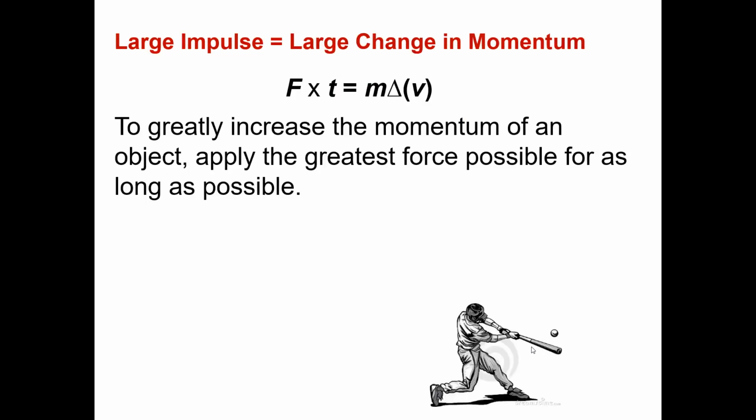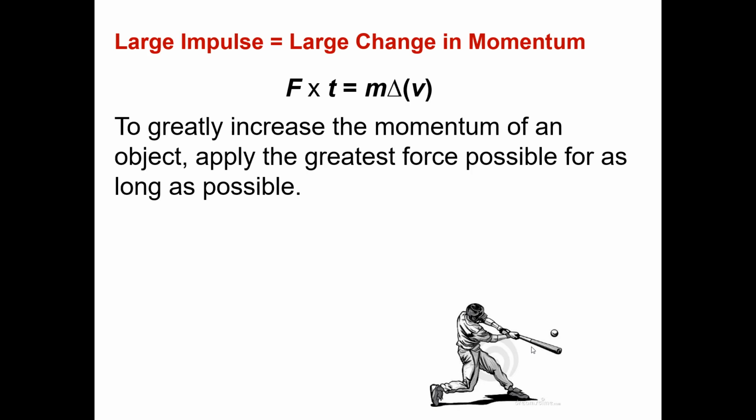Okay, what can we learn from this equation? What it's telling us is force times time is change in momentum. You can get a very large change in speed or velocity on something by having a large impulse. The way to get a large impulse is to either have a large force or a large time or both.